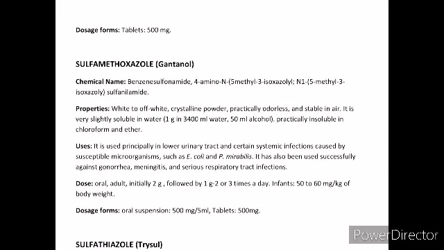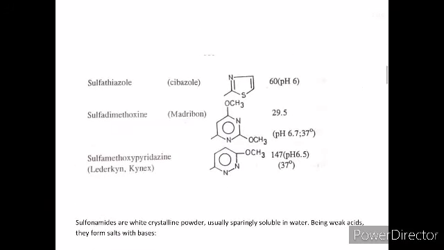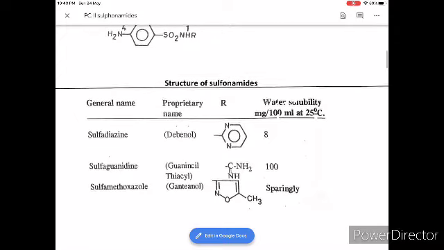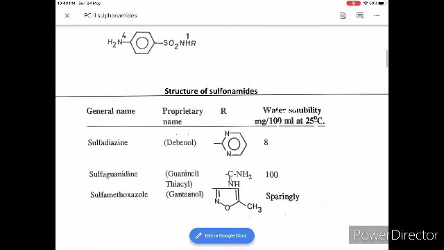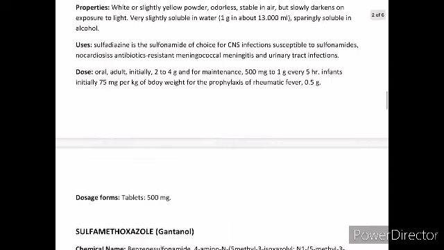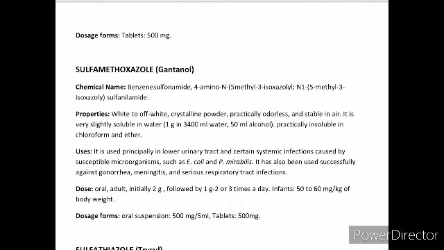Sulfamethoxazole, this is an important compound. Now I'll just show it again. In sulfamethoxazole we have the substitution isoxazole. You can see here it is isoxazole, and you have methyl substitution here, water solubility being sparingly soluble. The proprietary name is Gantanol. Sulfamethoxazole is a very important compound for many of the infections.